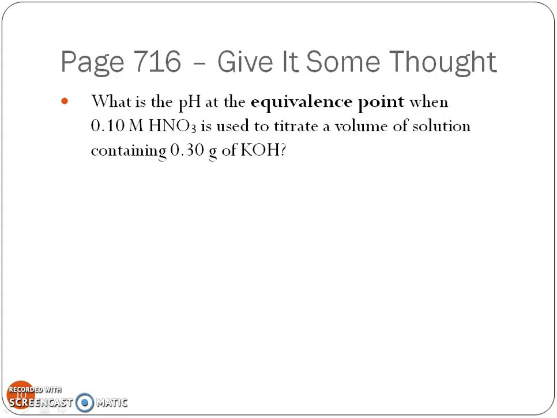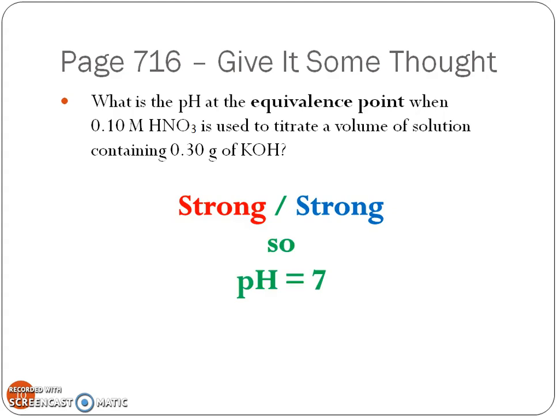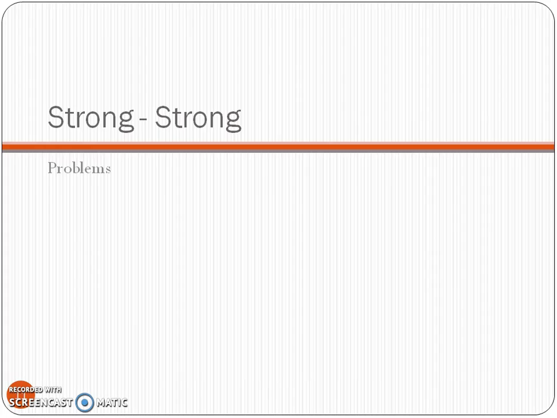Again, pause the video. The first thing I would suggest, however, is if it's talking about an acid and a base, titration and equivalence point, you have to first figure out, is the acid and base strong or weak? So hopefully you knew that it was strong, which means that the pH would be 7 at that equivalence point. No ifs, ands, or buts about it. So let's look at these problems.